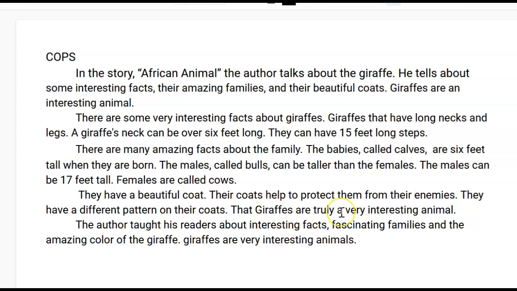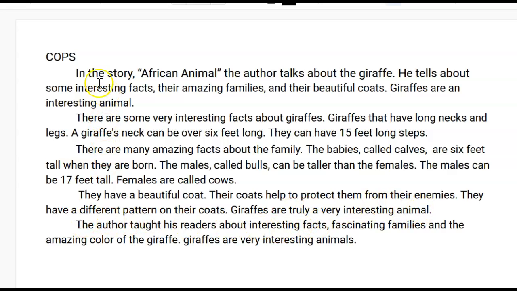That giraffes are very interesting animals. There's that again. Let's get rid of the that and just say giraffes. And plus we had that G capitalized in the middle of the sentence. Let's do giraffes are truly a very interesting animal. That's a great closing sentence.